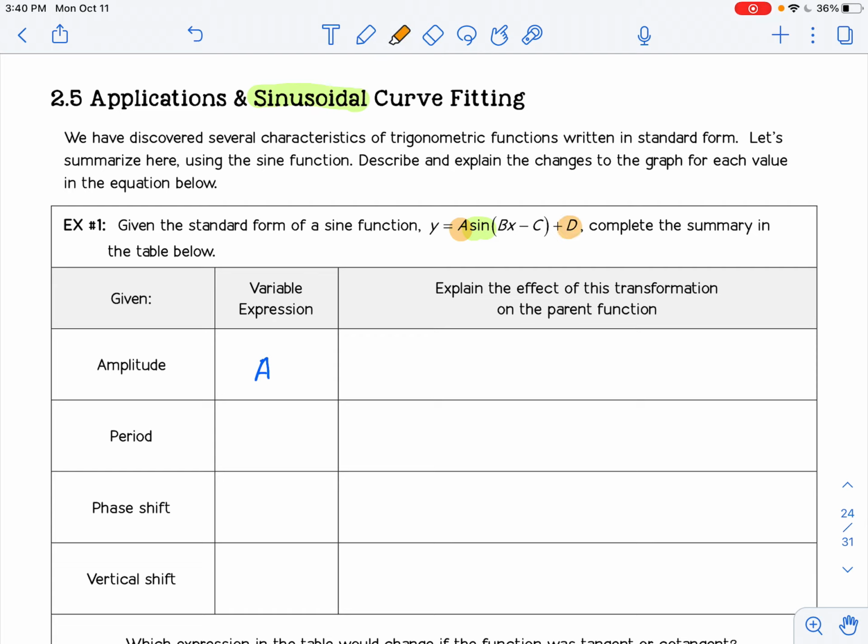Now, let's look back here. I think we know what D means. D, when it's outside the bracket, is the vertical shift. I think we know that. And the other thing I'd like you to know is plus is up, minus is down. I think we've covered that.